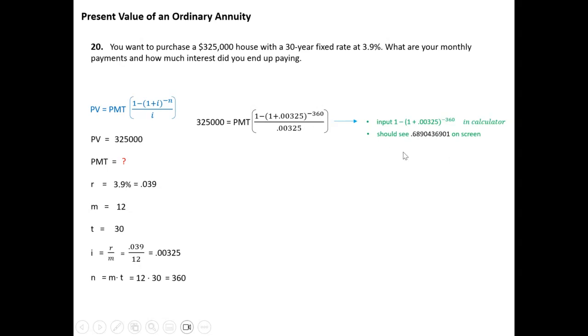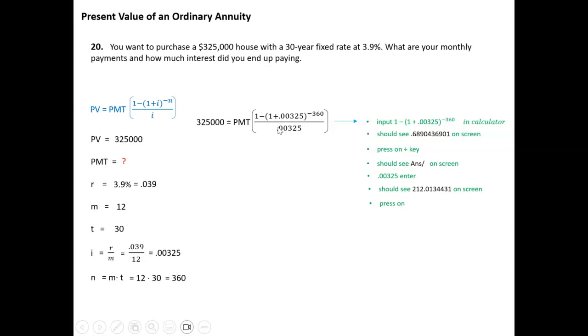After that, you press the division key, because we're going to be dividing the answer by 0.00325. Once you press the division key, this is what you see. It means the answer divided by. The answer was 0.689 something. Now we enter the 0.00325. Once you enter that, it gives us 212.0134431. Now we're going to hit the inverse key.